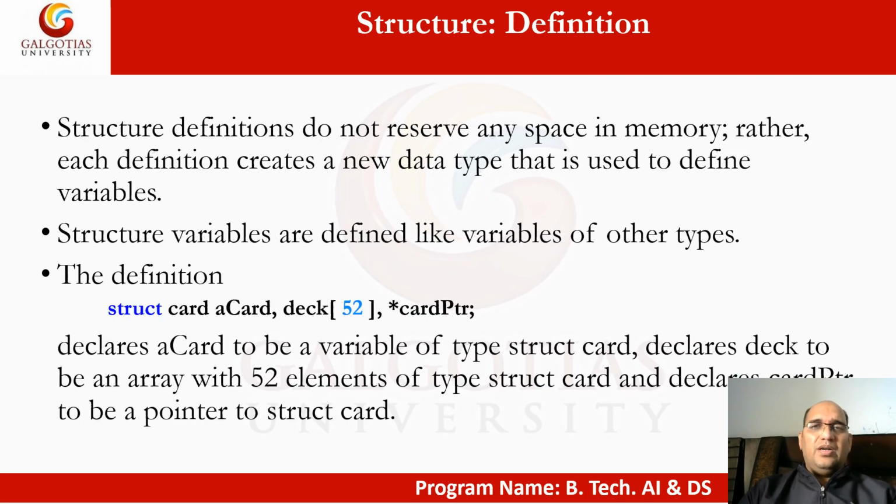Structure definitions do not reserve any space in memory. Rather, each definition creates a new data type that is used to define variables. Structure variables are defined like variables of other types. The definition struct card aCard, deck[52], *cardPtr; declares aCard to be a variable of type struct card, declares deck to be an array with 52 elements of struct card, and declares cardPtr to be a pointer to struct card. So this is how we do the definition of structure.